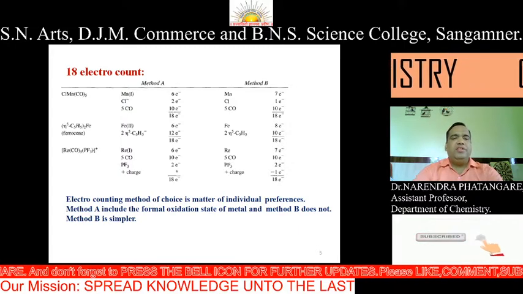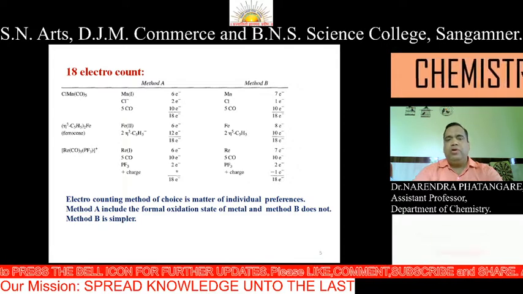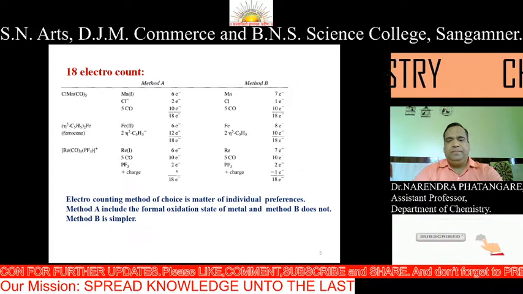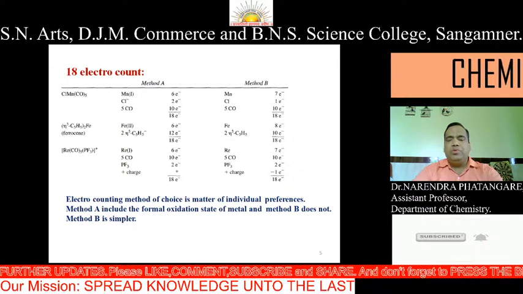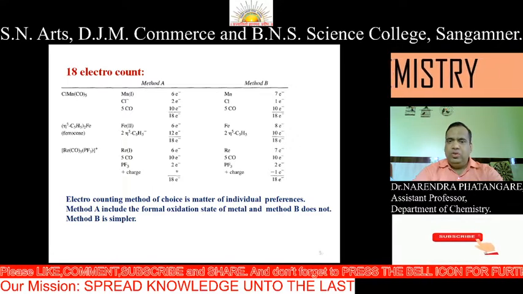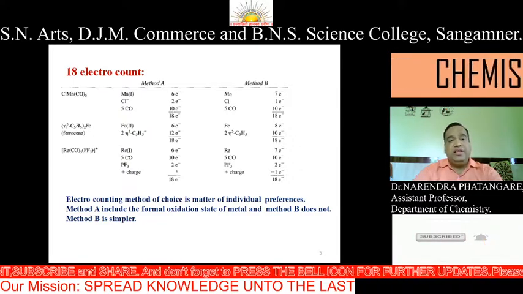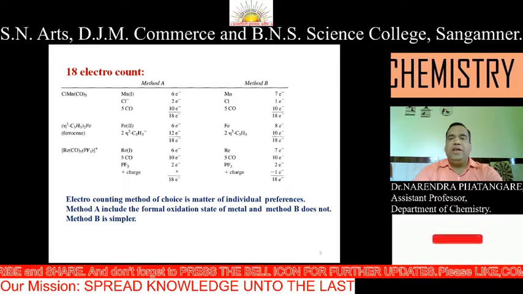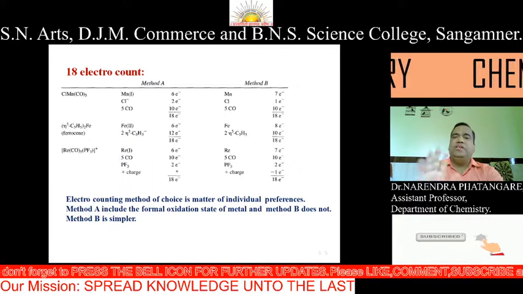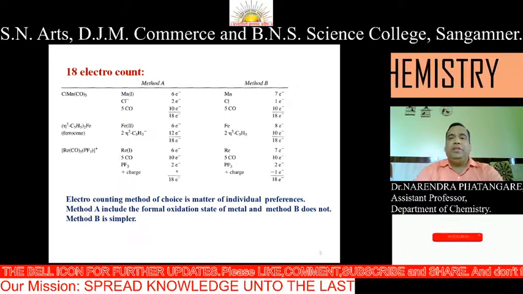In the case of Re(CO)5(PF3)+, again the same route we have to perform, only the additional thing is the positive charge. Whenever we add the positive charge, we don't have any additional requirement, so the 18 electron count remains the same. This positive charge is already considered in the case of rhenium in the +1 oxidation state, so we are not considering the positive charge again here, right? So remember this.